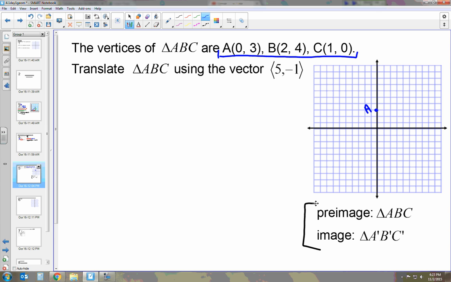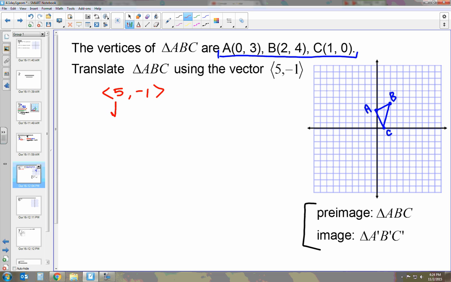B is 2, 4. Make sure we label. And then C is 1, 0. And then it's a triangle, so we can connect those dots. Now the next thing is we're translating using the vector 5, -1.